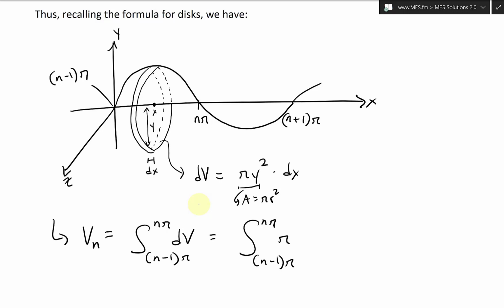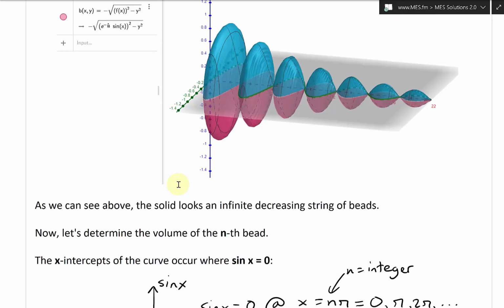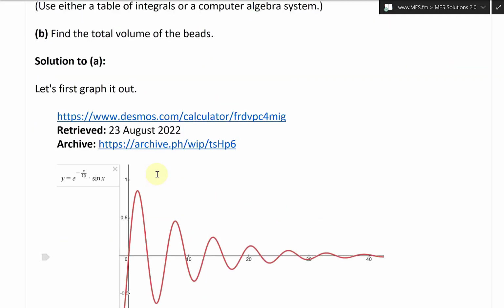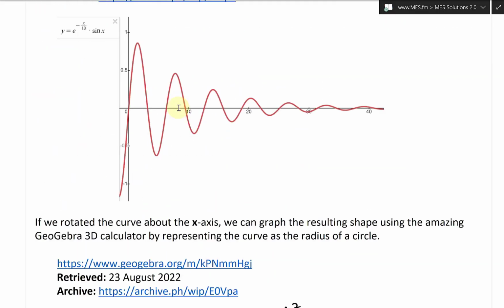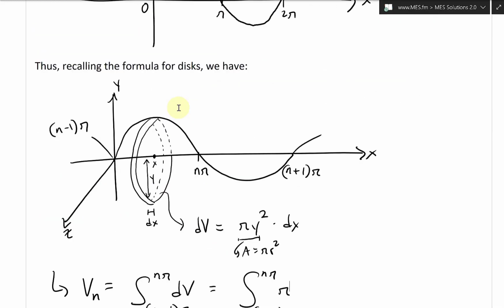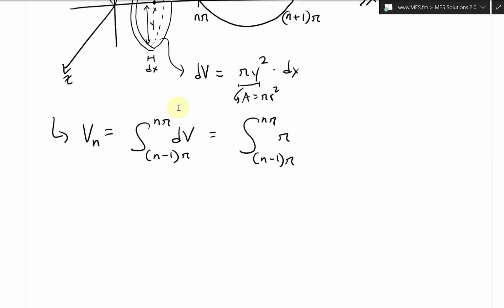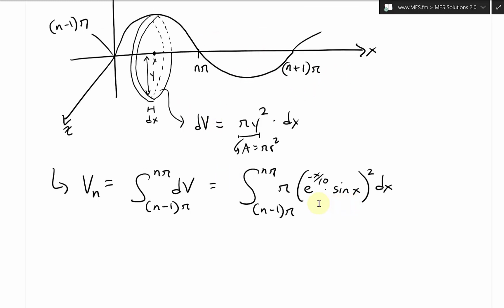then y. Well, we know y is our function. So y is our function over here, e to the negative x over 10 times sine x. So that's our y function. So we'll put it over here and write this down. So e to the negative x over 10 times sine of x, all squared, dx.